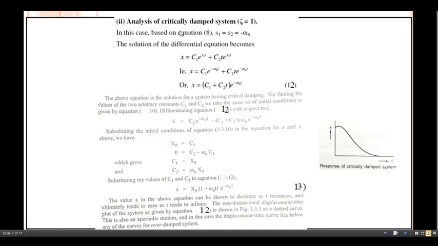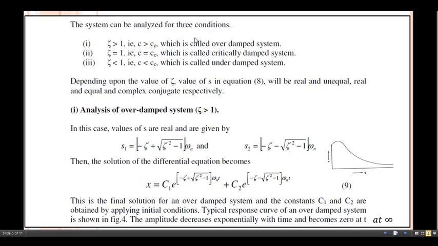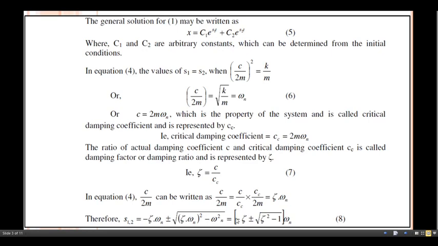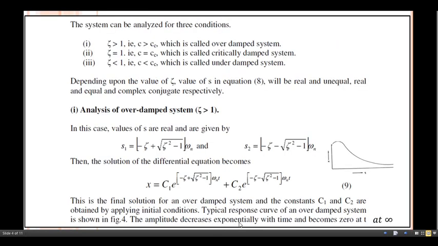Next one, analysis of critically damped system. When the value of zeta equals 1, based on equation number 8, S1,2 equals minus zeta plus or minus square root of zeta square minus 1. When the value of zeta becomes 1, 1 square minus 1, this term becomes 0. So in this case we get S1,2 equals minus zeta.